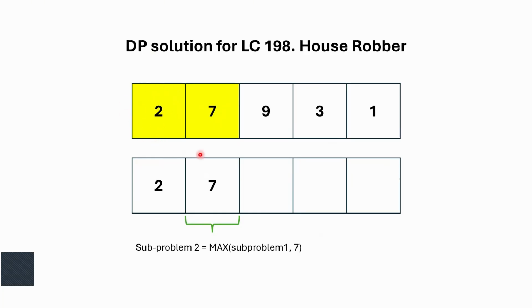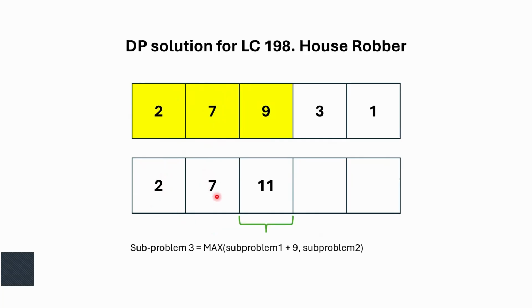So we have two choices: rob this one and ignore this one, or ignore this one and rob this one. And our solution, the result stored here, will be the maximum of whatever decision we made. So it's the max of subproblem 1, which is this, and also 7. Obviously our choice here is to ignore the first house and rob the second house, right? Because this gives us 7, which is obviously more than the other decision, which only gives us 2 because we ignore the second house. So this is 7.